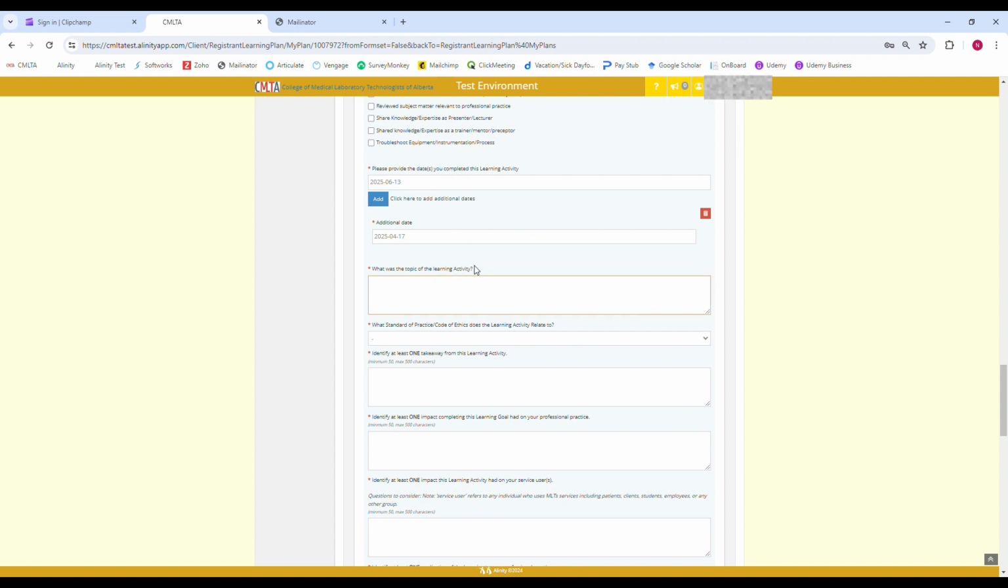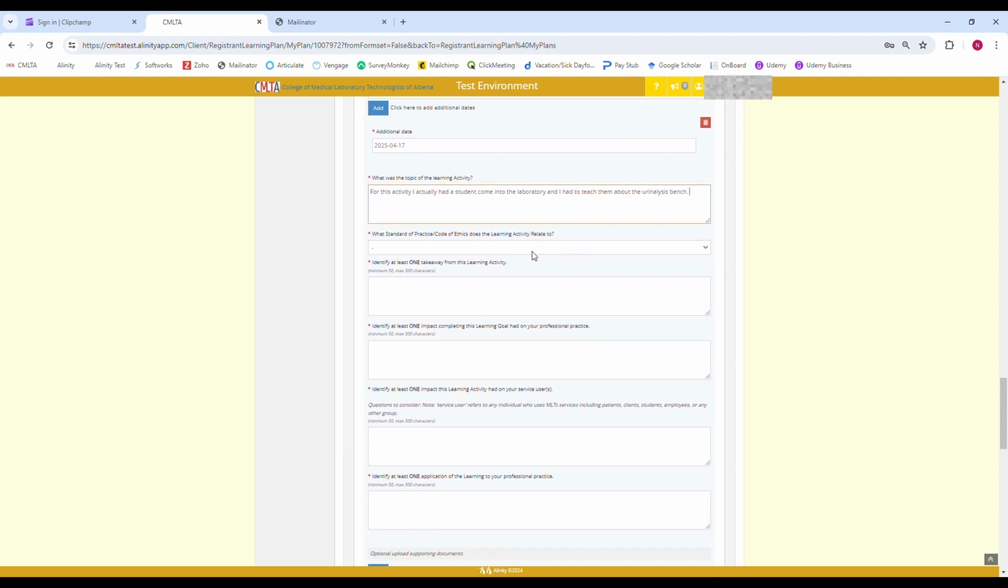The MLT will then identify the topic of the learning activity. For example, for this activity, the MLT had a student come into the laboratory and they had to teach them about the urinalysis bench, including troubleshooting. This question asks members to review the standards of practice and code of ethics and select one to which the activity was most closely related. For this example, the MLT selected the practice standard communication and collaboration.